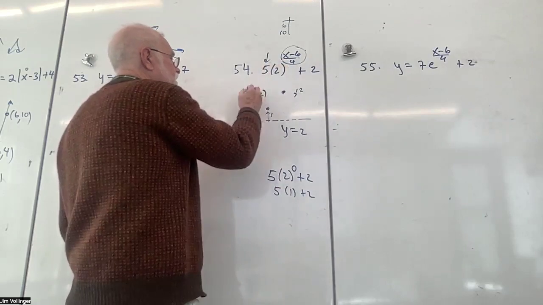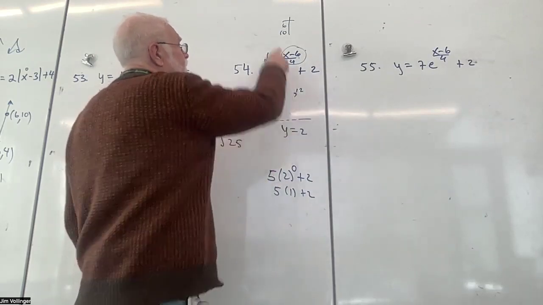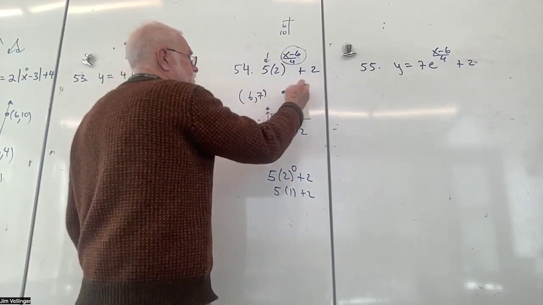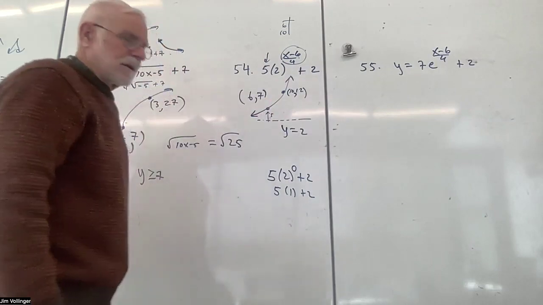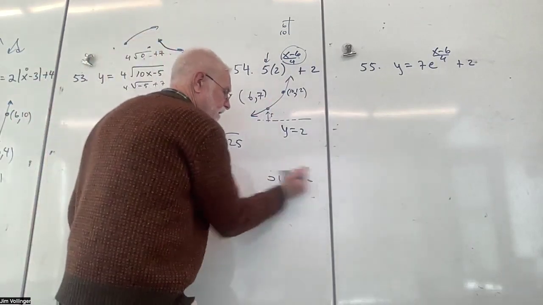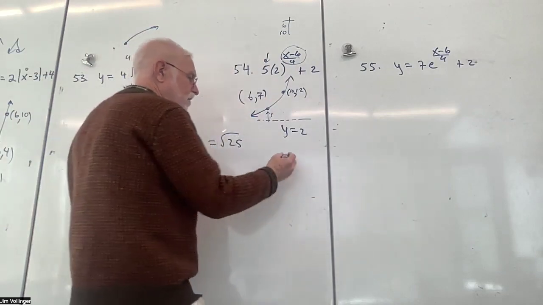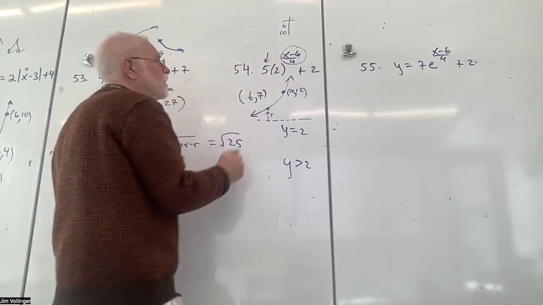What made that happen? 6. I got a 12. What's going to make that happen? 10. And I got exponential growth. And I got a good graph, quick and easy. What's the range? You're pausing the video, I hope. Greater than 2. All my y values, bigger than 2.